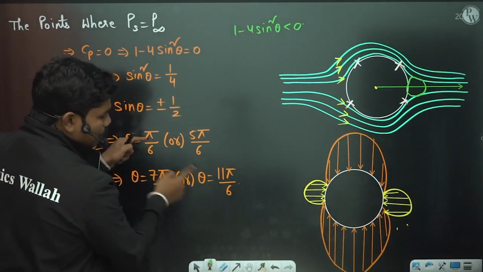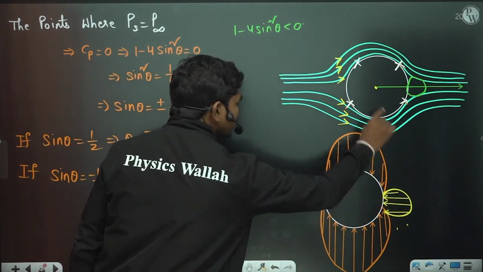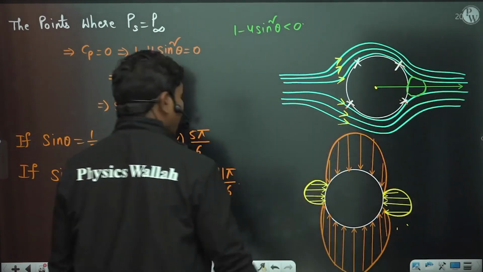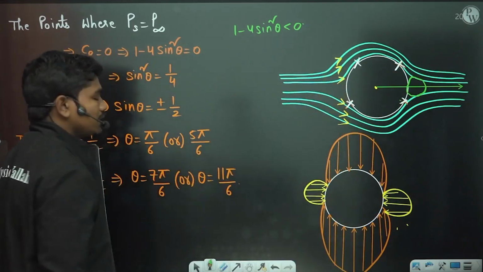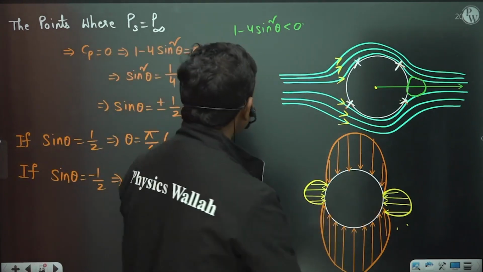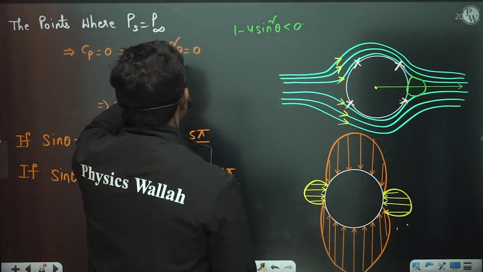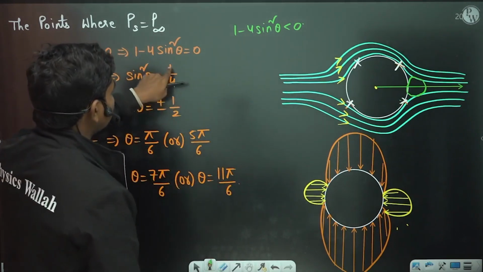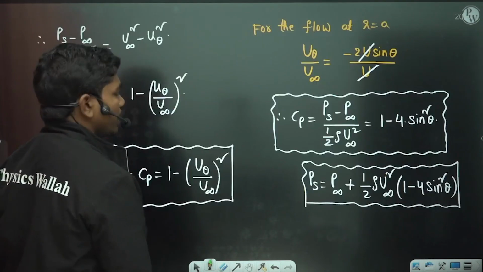In between pi by 6 and 11 pi by 6 is this portion, this angle of theta, and this is the area between 5 pi by 6 and 7 pi by 6. Within this region, this quantity is actually negative. Whenever theta is less than pi by 6, this value is less than 1 by 4, so this quantity is actually positive.